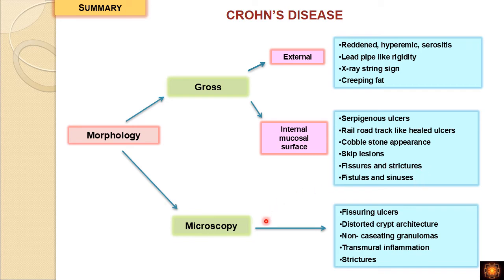Then when you see the microscopy, you have to remember these 5 points. You have first the ulcers or the fissuring ulcers on the surface, then in the mucosal glands you have a distortion of the crypt architecture, you have the granulomas and the transmural inflammation, then the strictures will be present because of the healing fissures or ulcers. This is in a nutshell the morphology of Crohn's disease.